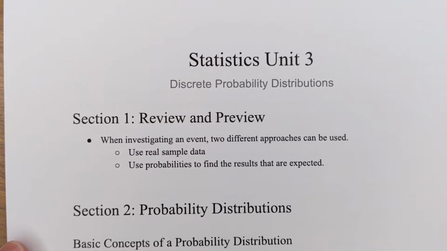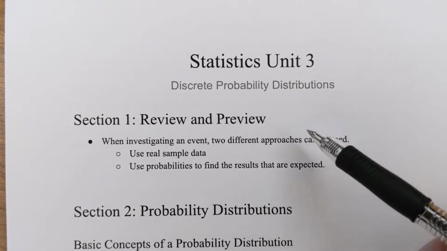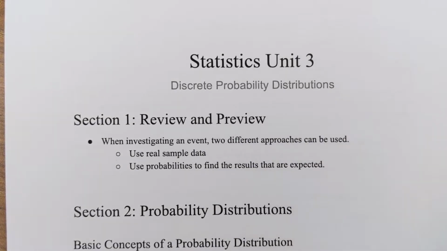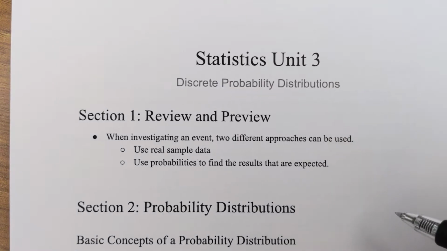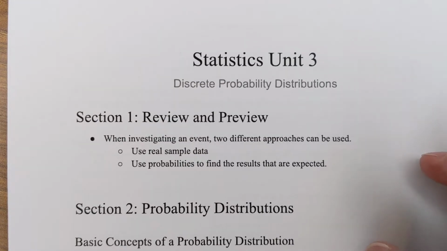Okay, so here we've got the notes for Unit 3, Sections 1 and 2. So just the review preview up here at the top. Here's what we're looking at, using real sample data or using probabilities to find the results that are expected. Obviously, sometimes it's not efficient to throw a die 100 times. You can use probability to generate your results.